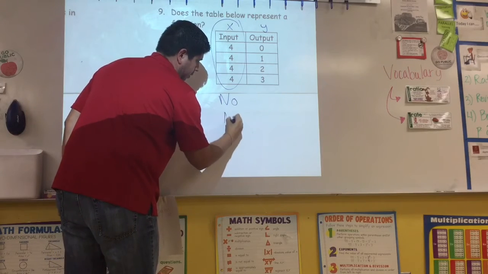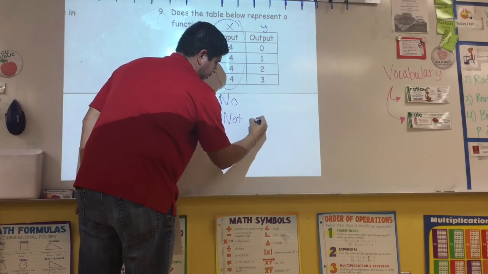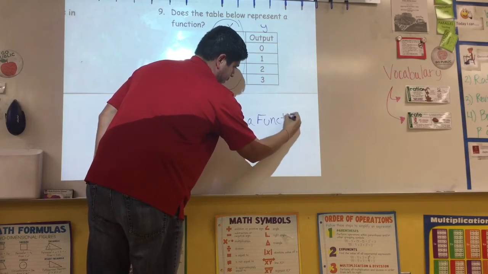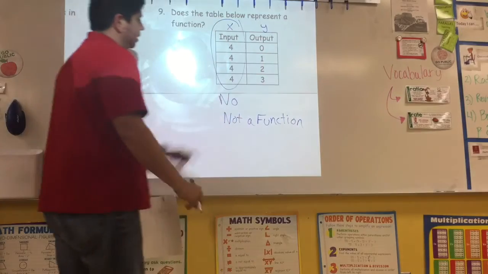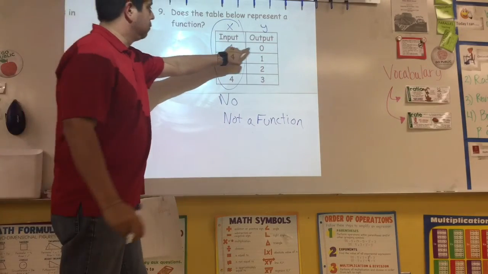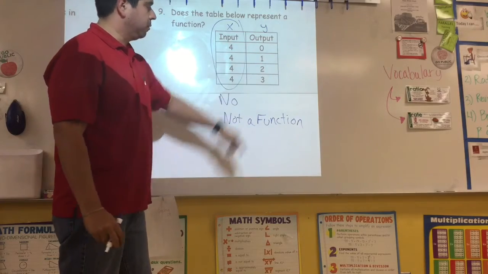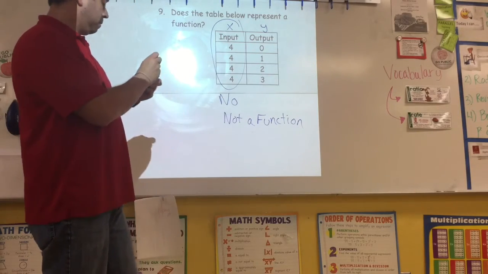Okay, if you put not a function, that's okay too. Because these x values repeat. See, 4 goes to 0. 4 also goes to 1. It can't go to more than one y value. Easy.